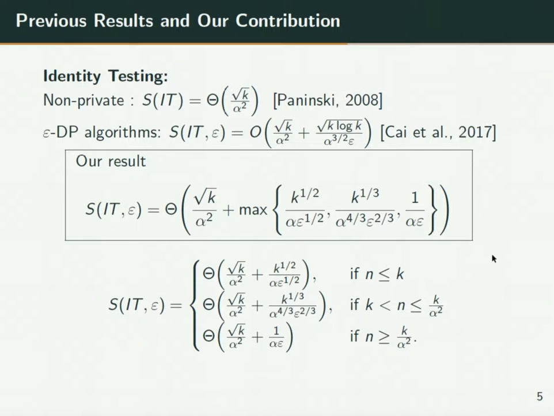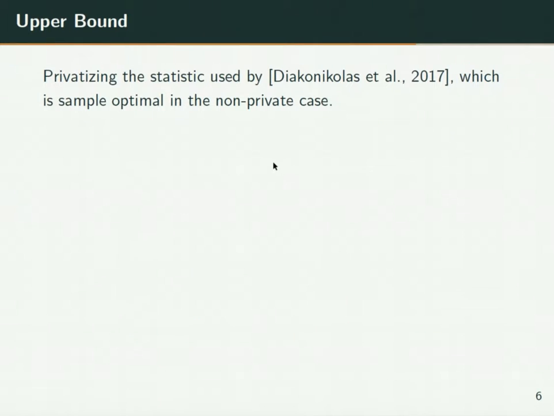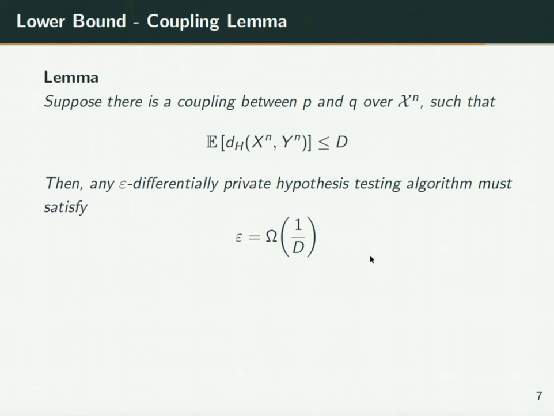We also proved a lower bound which matches the upper bound, which showed that our algorithm is information theoretically optimal. The upper bound is obtained by privatizing the statistic used by Diakonikolas et al., which is sample optimal in the non-private case. To prove the lower bound, we give the following coupling lemma. It states that if there is a coupling between two distributions with small expected Hamming distance, then there couldn't exist a differentially private algorithm that could test between them.